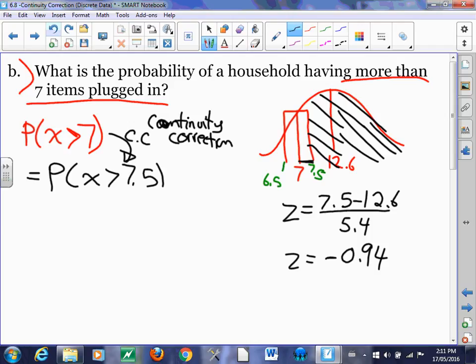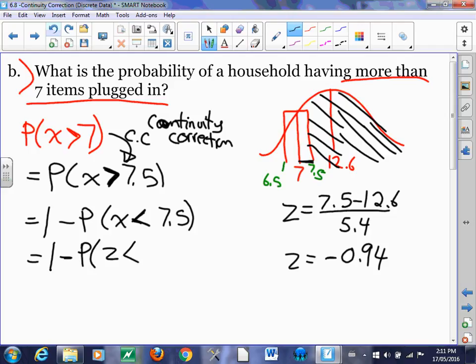Okay. And when we go to plug this in, we've got to take a look here at our sign. So our sign is currently greater than. That doesn't work for our chart. So we've got to go 1, subtract the probability of X being less than 7.5, because we do the opposite. So now we have a less than sign, which works with our Z-scores probability. Okay. So plugging that in, we now know it's 1 minus the probability of Z being less than negative 0.94.